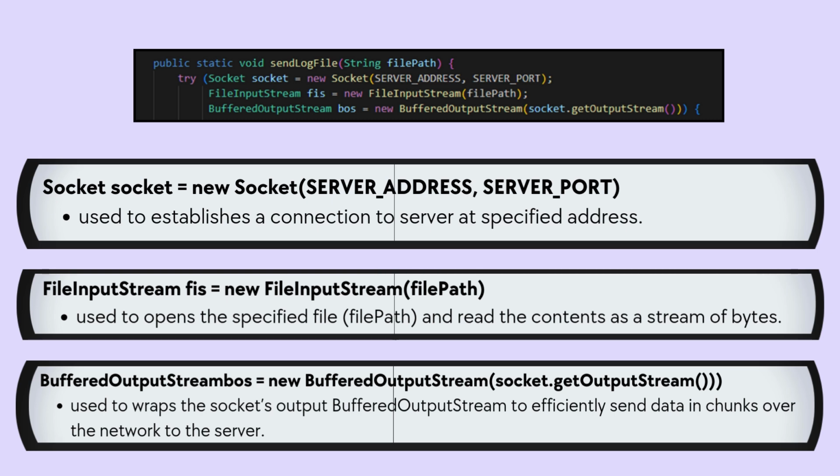Socket = new Socket(SERVER_ADDRESS, SERVER_PORT), used to establish a connection to the server at the specified address. FileInputStream = new FileInputStream, used to open the specified file path and read the contents as a stream of bytes. BufferedOutputStream = new BufferedOutputStream(socket.getOutputStream()), used to wrap the socket's output stream to efficiently send data in chunks over the network to the server.